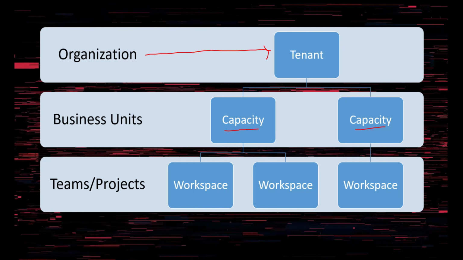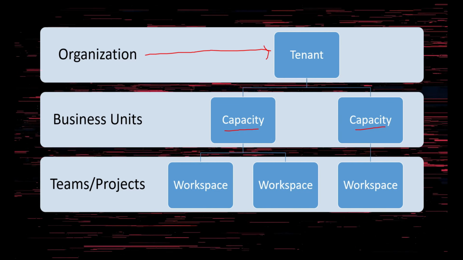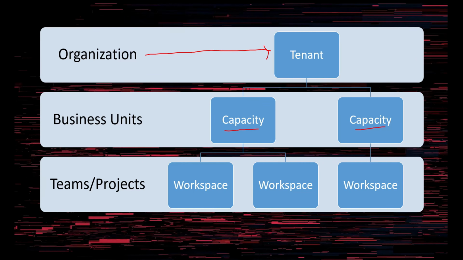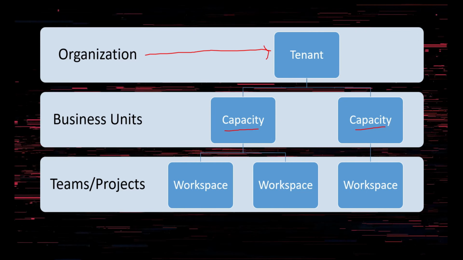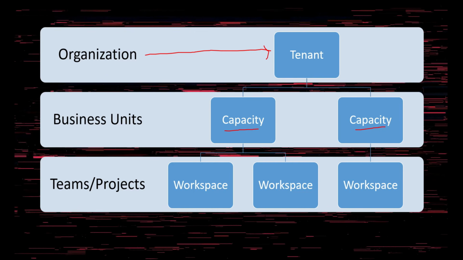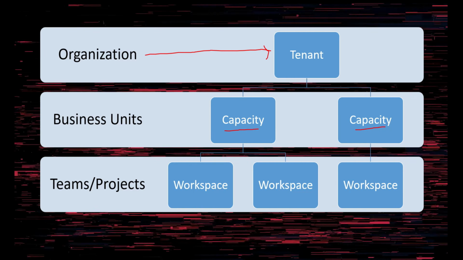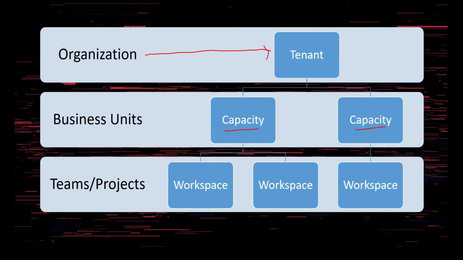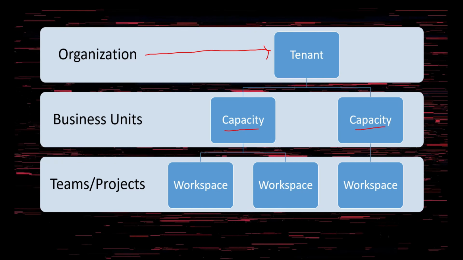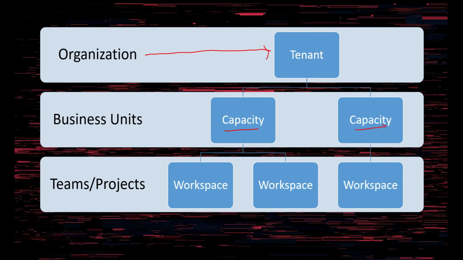That means each revenue-generating business unit owns a capacity. Suppose there is a sales business unit. They have to bear the expenses for the particular capacity that they are creating. Similarly, there is a marketing business unit, so they have their own capacity, and their billing will be on that capacity. They have to own their capacity, and pay the billing accordingly.